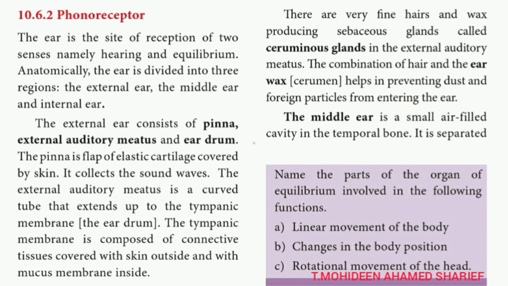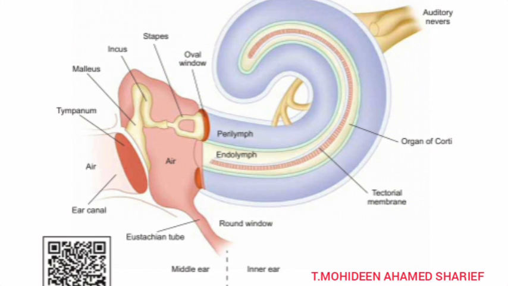Next we will see about the middle ear. The middle ear is a small air-filled cavity in the temporal bone. You can see in the diagram the three parts: the external ear, the middle ear and the internal ear. The middle ear is separated from the external ear by the tympanic membrane or eardrum, and from the internal ear by a thin bony partition. The bony partition contains two small membrane-covered openings called the oval window and the round window.